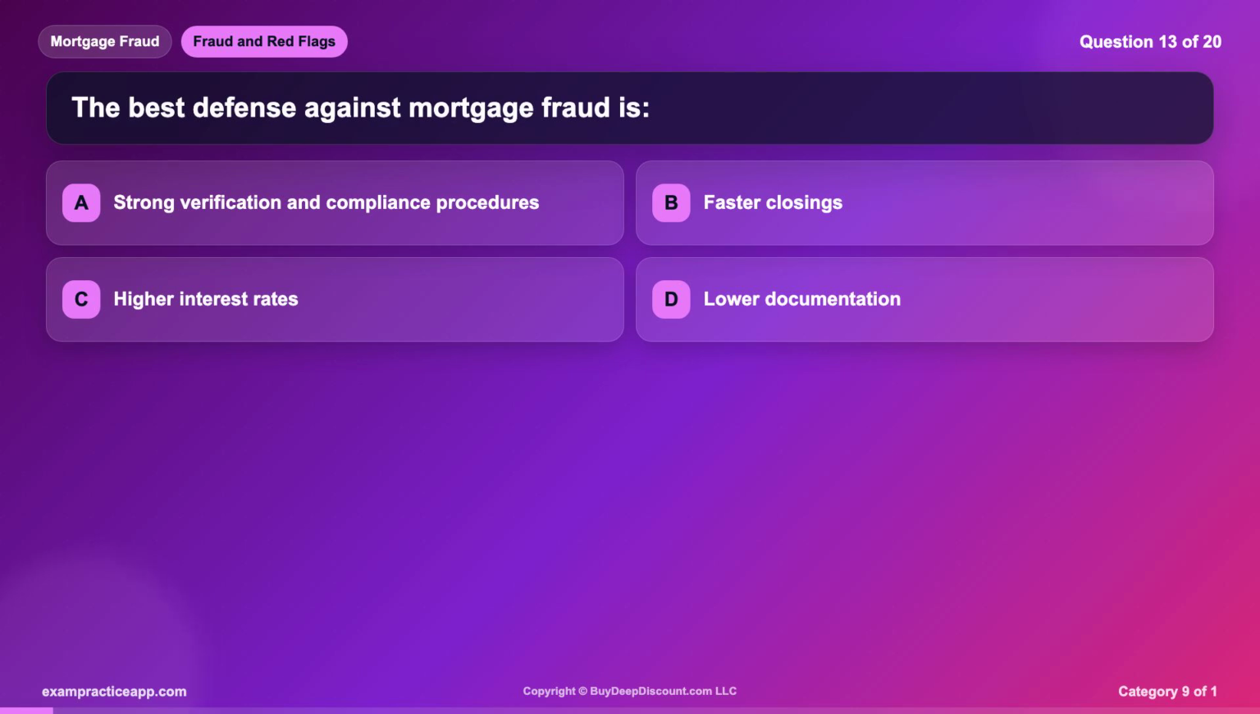Question 13. The best defense against mortgage fraud is: Option A, strong verification and compliance procedures. Option B, faster closings. Option C, higher interest rates. Option D, lower documentation. Take a moment to choose your answer. The correct answer is Option A. Strong verification and compliance procedures. Explanation. Proper verification and compliance prevent fraud.